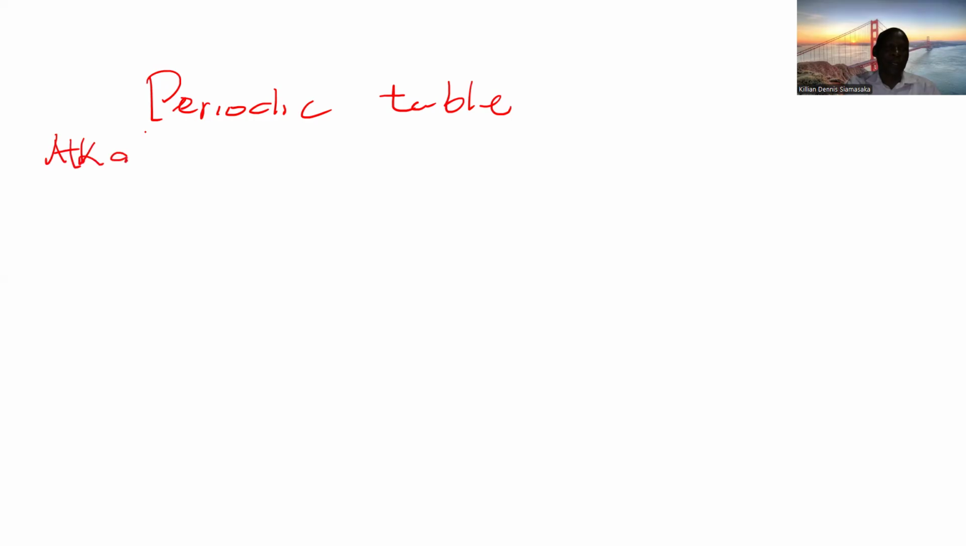We are going to discuss the periodic table. In particular, we are going to look at alkali metals. Alkali metals are also known as group 1 metals.